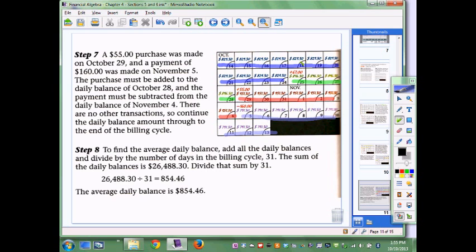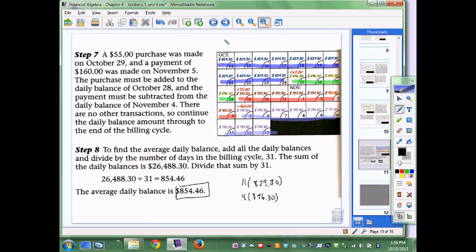So you count 1, 2, 3, 4, 5, 6, 7, 8, 9, 10, 11. So she would have had 11 days at 829.30. And then you go 1, 2, 3, 4. 4 days at 896.30, etc. And we use that to find the average daily balance. Divide it, here's her average daily balance. So like I said, we're just quickly going through this. We'll actually do one.